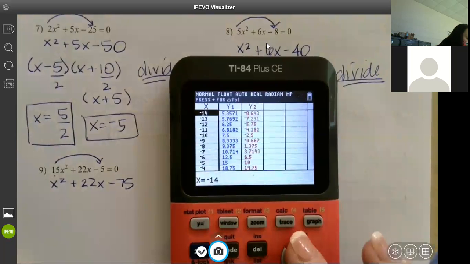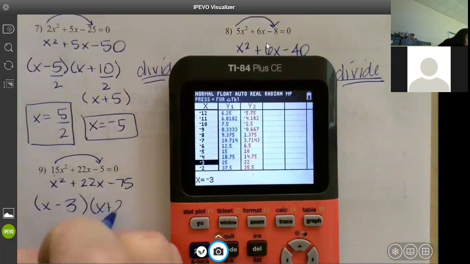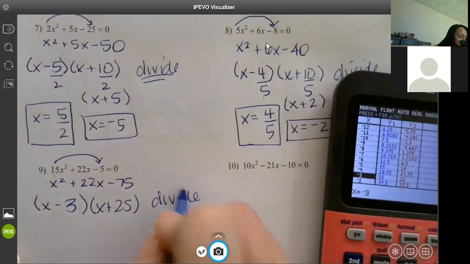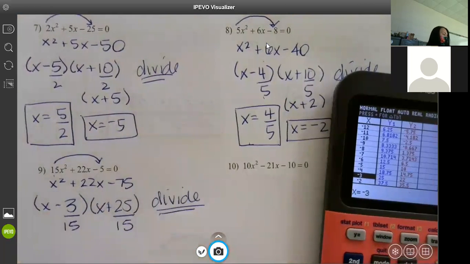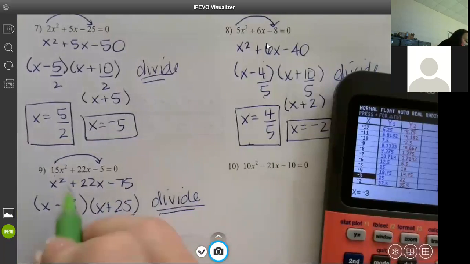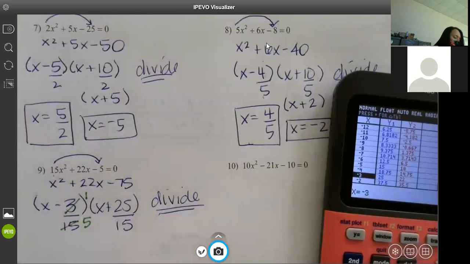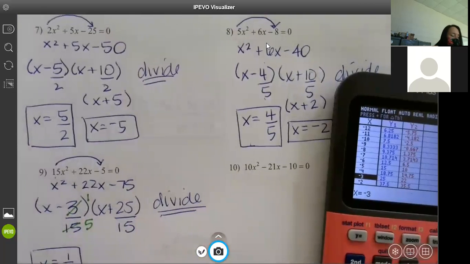I'm looking for a positive 22. There's a positive 10, 14. There's the 22. Negative 3, positive 25. What do I need to remember? Divide. So I'm going to divide by 15. All right. So when we get this, I need to make sure that I reduce these numbers. 3 over 15 reduces to 1/5. Instead of a negative 1/5, my answer is going to be positive 1/5. Perfect.